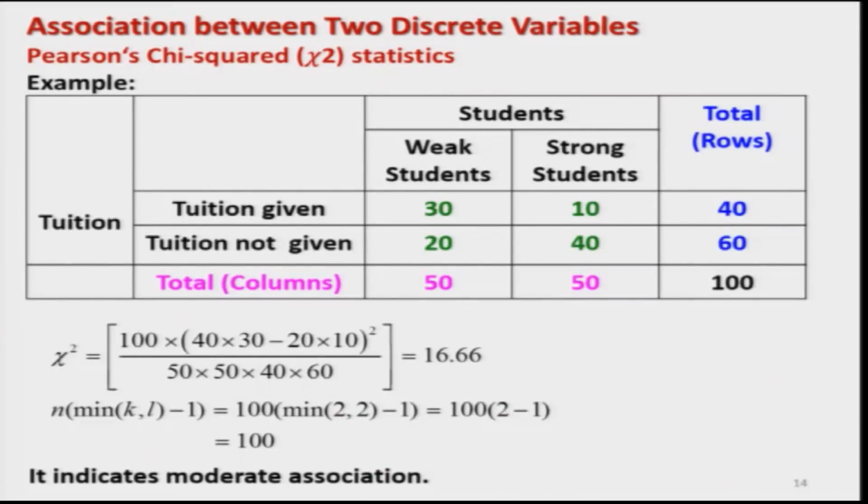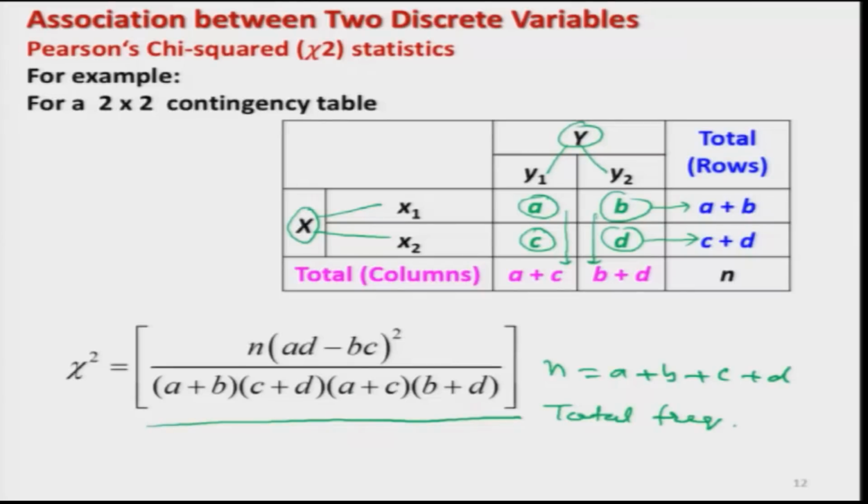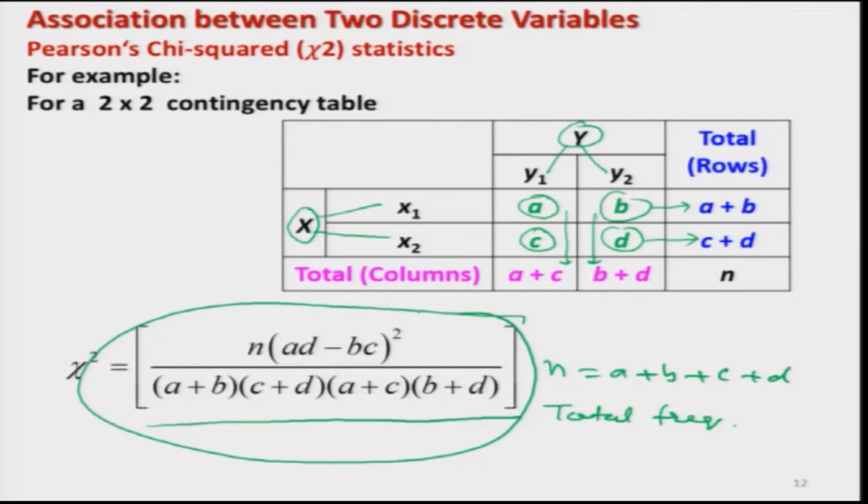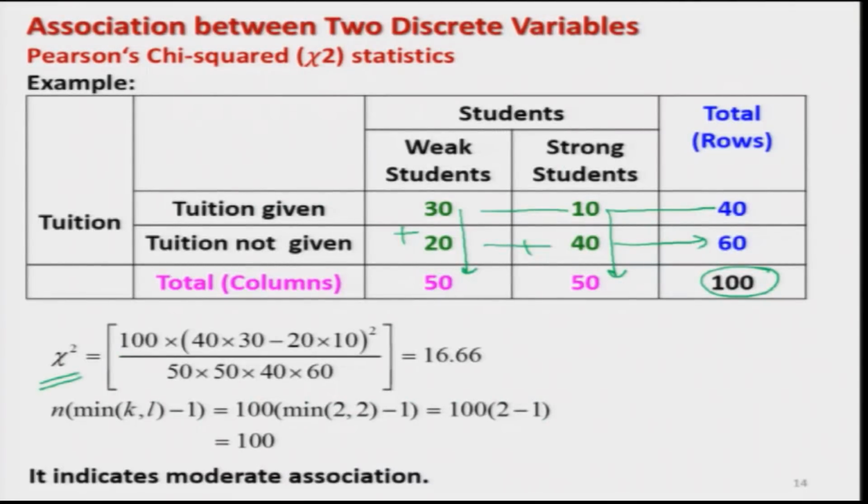So we find the marginal frequencies. You can see the marginal frequencies here: 30 plus 10 is equal to 40, 20 plus 40 is equal to 60, and similarly 30 plus 20 is equal to 50, and 10 plus 40 is equal to 50, and the total sum here is 100. Based on that, I substitute all these frequencies in terms of A, B, C, D, as we have done in this table, and use the same formula to compute the value. This value of chi-square comes out to be 16.66.